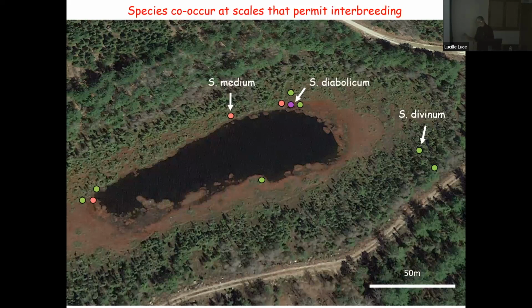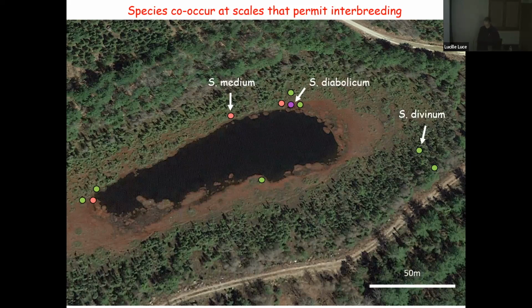So we actually went back and mapped the individual samples as we collected them, not having any clue what they were. But then we used the barcodes to identify them, and then we were able to go back because we georeferenced each collection. And we found, for example, that Sphagnum divinum, like the Norwegians suggested, does often occur in the surrounding forest, but it also can occur around the water. And we have any number of places where three species occur in close proximity to one another.